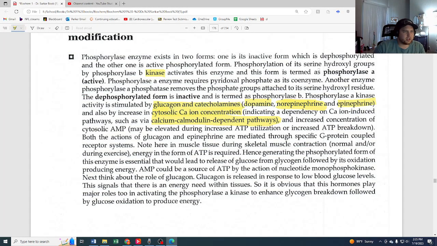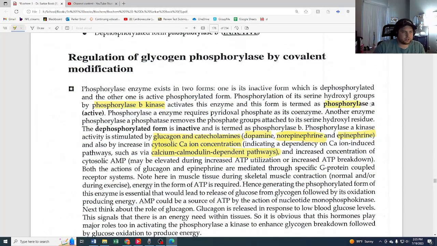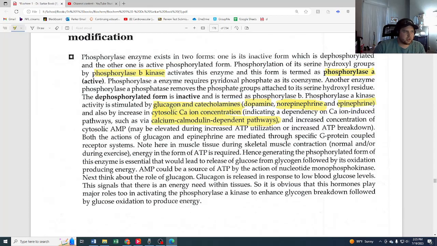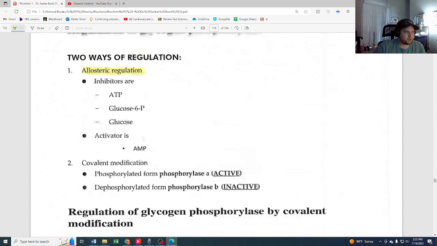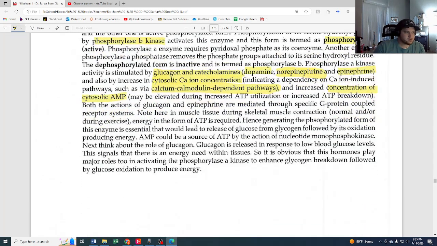Big things I want you to focus on. Understand the phosphorylase B versus the A, the phosphorylase A and the phosphorylase B, what those are, which is the active, which is the inactive. Understand what activates this whole system: the glucagon, the catecholamines, high calcium concentration, and also increased concentration of that cytosolic AMP, which again is exactly what we were looking at in here. And really that's the most important stuff that I just talked about.